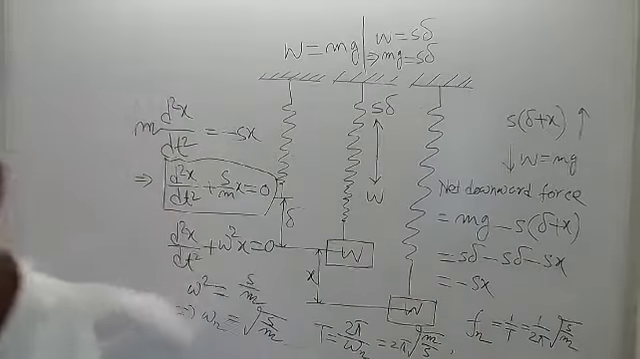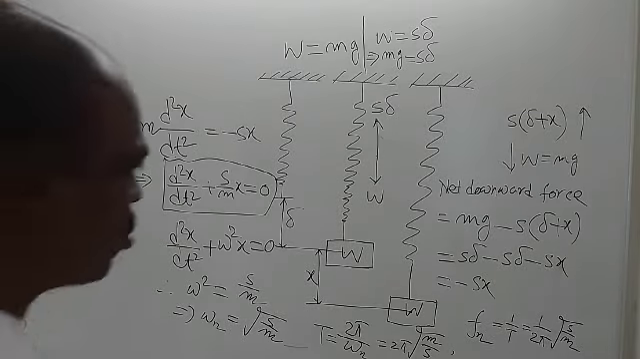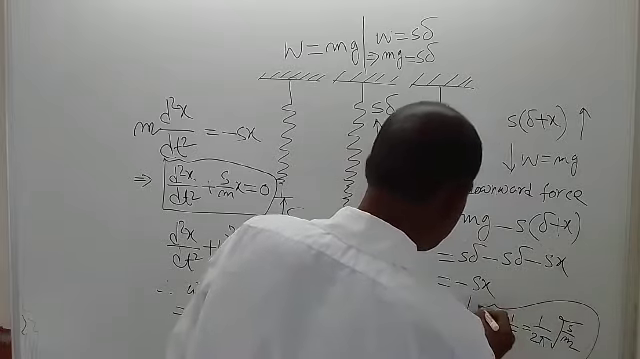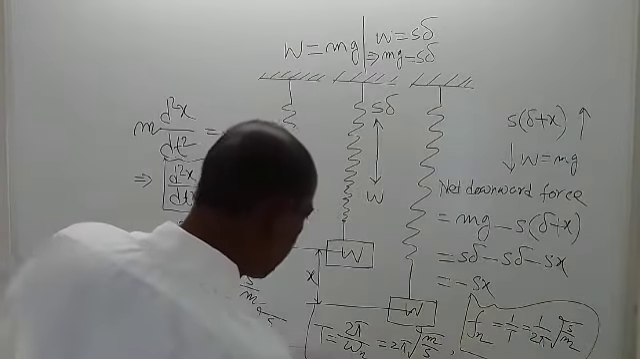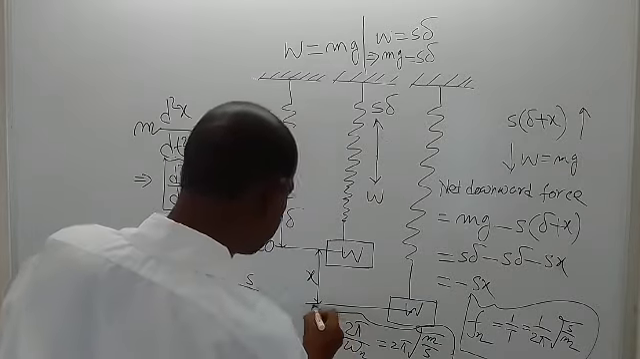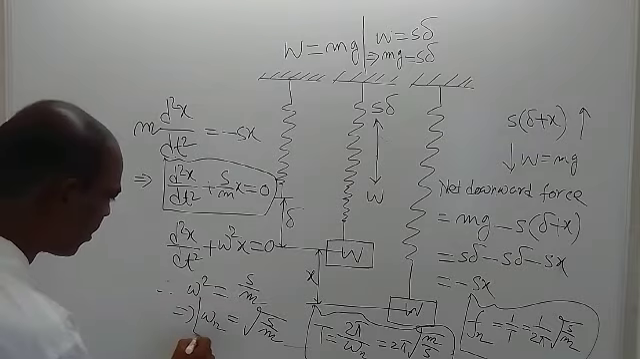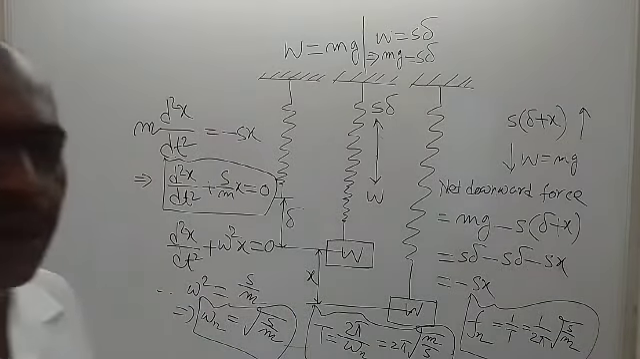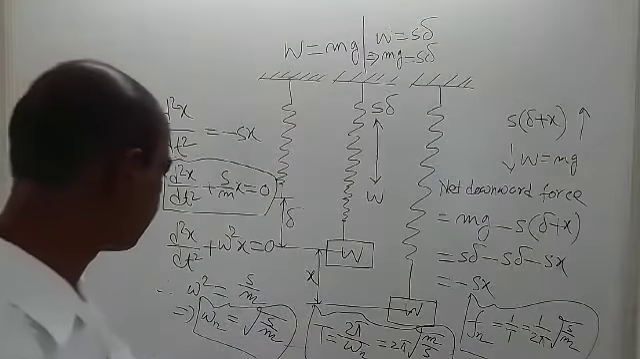So this is natural frequency in terms of stiffness and mass. This is time period of oscillation in terms of stiffness and mass, and this is natural circular velocity, not frequency, it is velocity. Natural angular velocity is equal to this much.